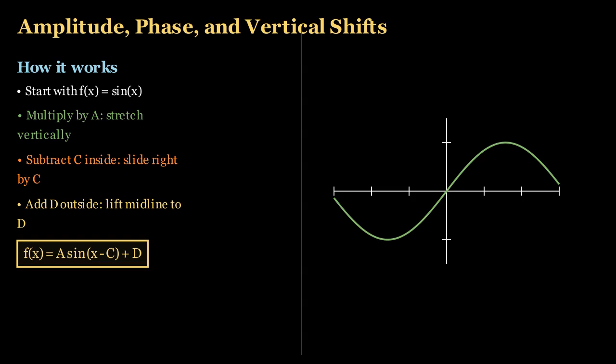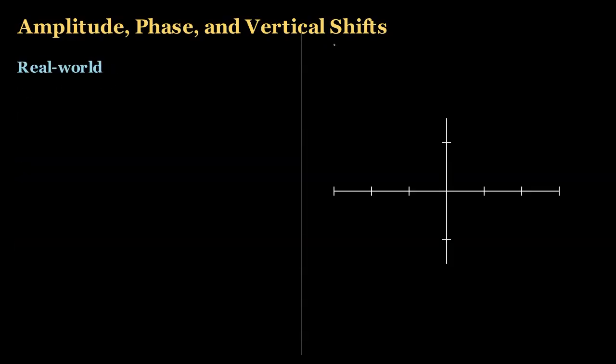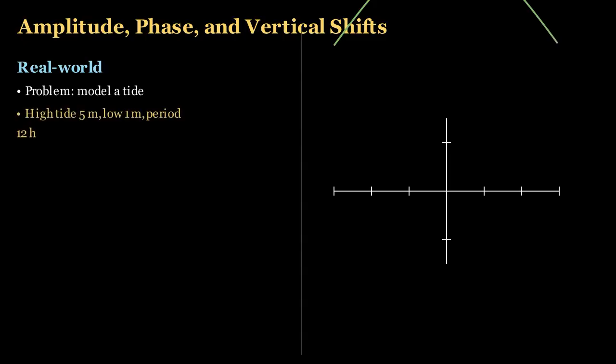Now phase shift. A plain sine wave starts at 0 and rises, but our tide at time 0 might be at high tide, which is a peak. A sine wave peaks when its inside is pi over 2 radians. So we need x minus c to equal pi over 2 when x is 0. That means c is negative pi over 2, which is a shift left by pi over 2.